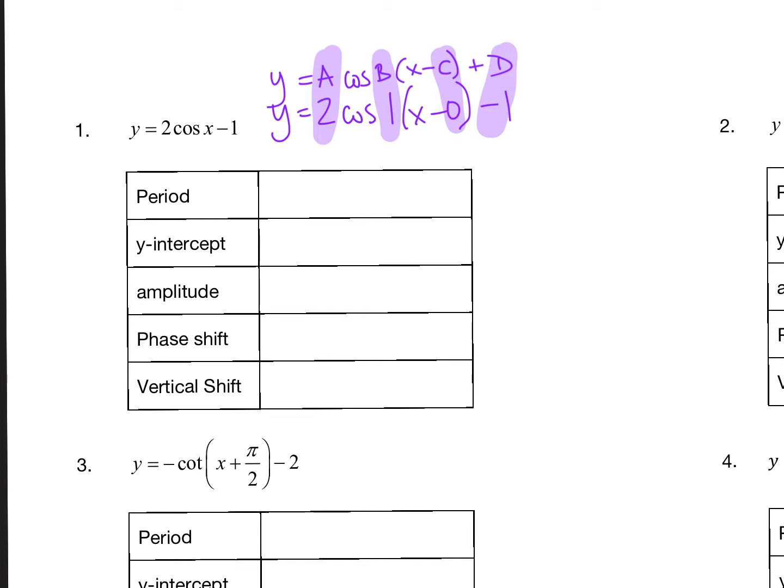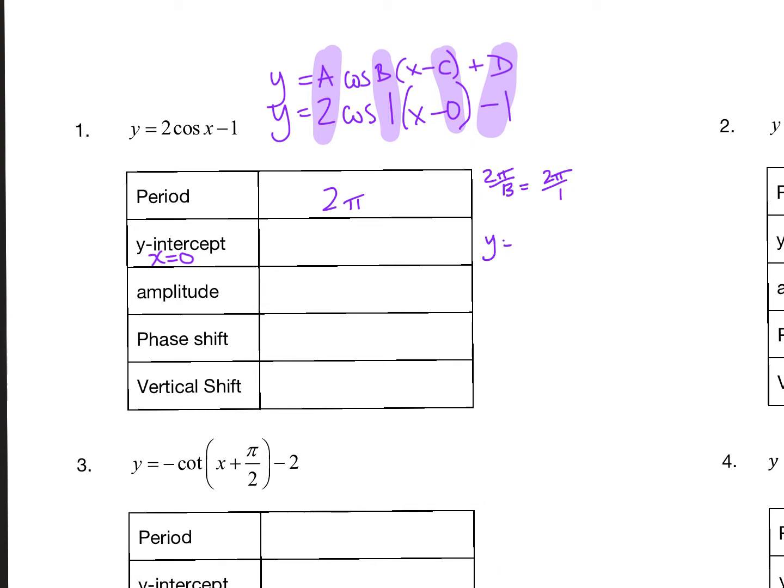Now let's fill in this chart. The period you find by doing 2 pi over B. In this example, B is 1. So 2 pi divided by 1, that's just 2 pi. The y-intercept you get by letting x equal 0. So let's go to the original and plug in 0.